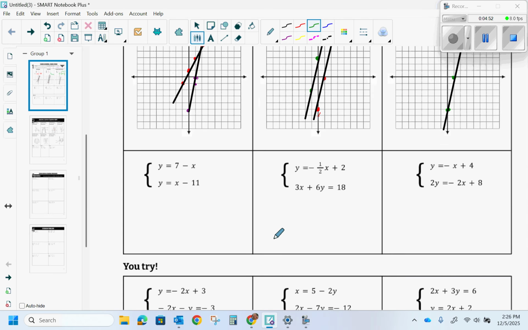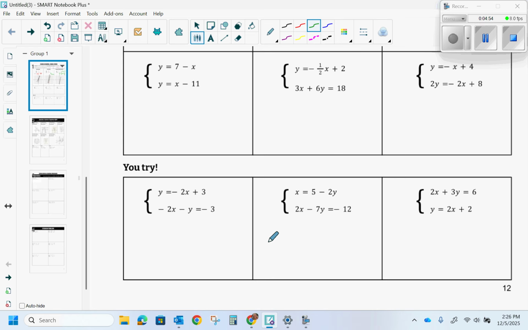Okay, so let's do some algebraically. That was just solving graphically. And now let's take a look at substitution. This is the practice that leads up to the new content. So if you have y equals 7 minus x, and y equals x minus 11, well, if y equals that and y also equals that, you can set them equal to each other. Because y equals this and y equals that, so this has to equal that. All right, so get your x's on the same side. I'm going to add x to both sides.